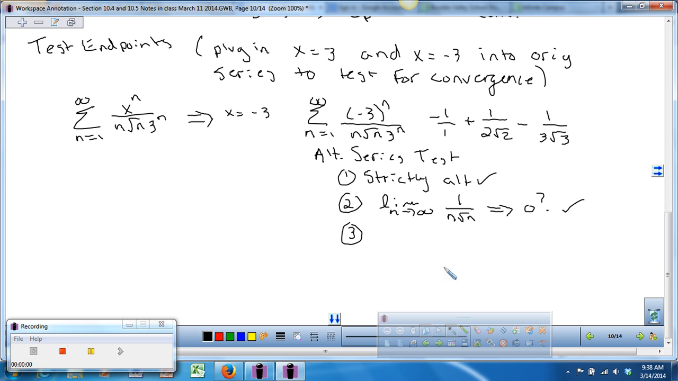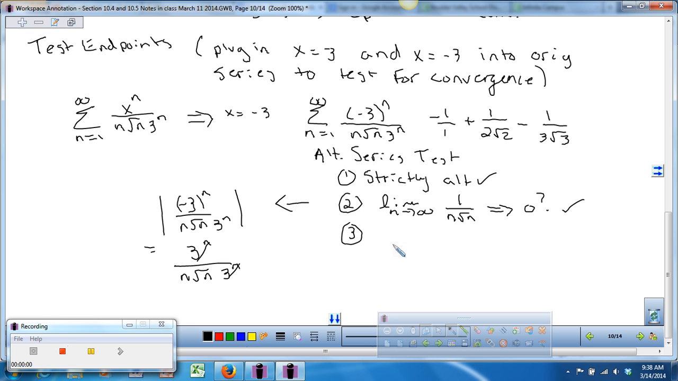Where did you get 1 over n root n? Well, when I take the absolute value of a sub n, I end up getting rid of that negative. The absolute value takes care of the negative. So let me show you. And then they cancel. Okay? That's where the 1 over n root n comes from.